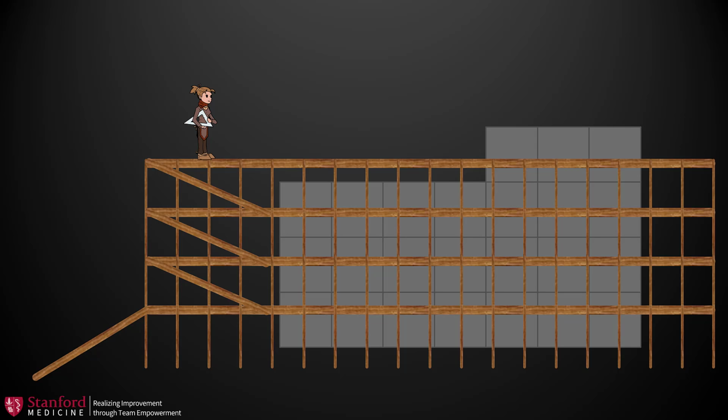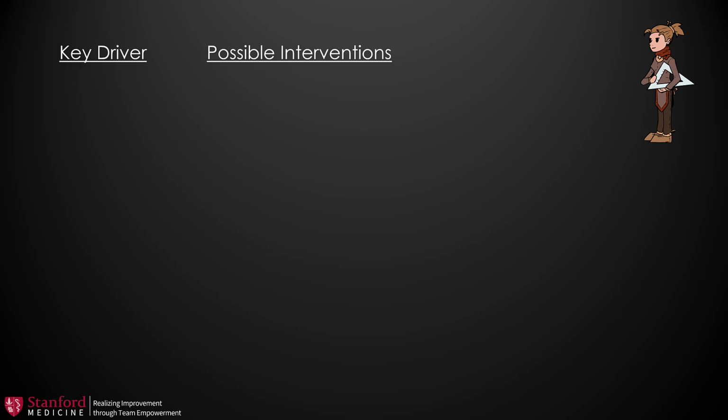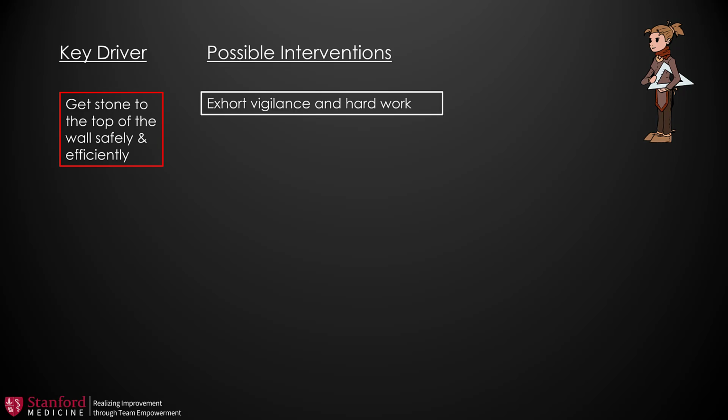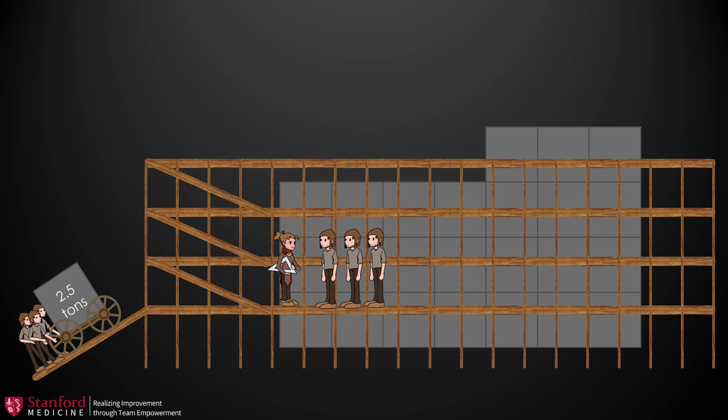So you start to put together your key driver diagram. Your key driver in this case is that you need to get the stone to the top of the wall safely and efficiently. You've already tried one intervention, telling people to work harder, and realize it's not a great solution, so you cross that one off. You go out to the workplace and talk to the workers.